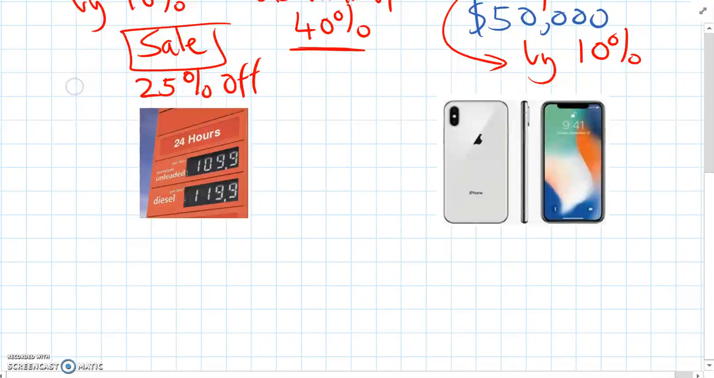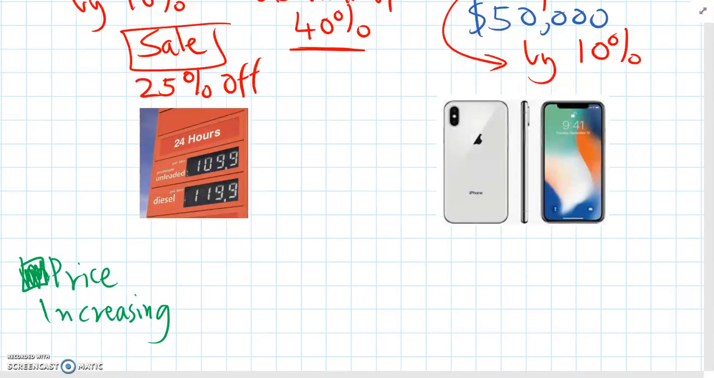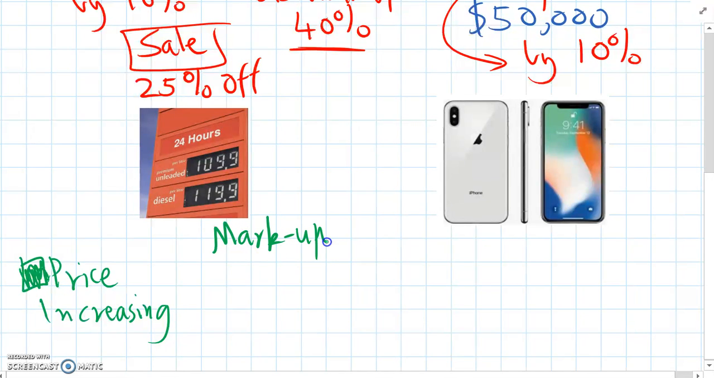The next few examples we'll look at are when prices are increasing. And one example of that is petrol. People always drive around and try and find the cheapest petrol because petrol gets marked up. The price goes down and then sometimes the price goes up again. So if the petrol price gets a markup of 20%, that means the price has gone up by 20%.